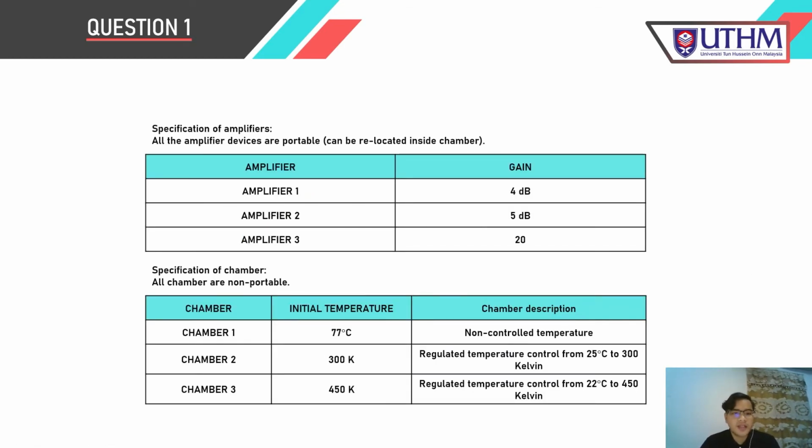This is the specification of the amplifiers and also the specification of the chamber. We can see here amplifier 1 is 4 dB, amplifier 2 is 5 dB, and amplifier 3 is 20 dB. For the chamber, we have the minimum temperatures, which are 25 degrees C and 22 degrees C, and the maximum temperatures are 300 and 450. Chamber 1 doesn't have a range, so it is 77 degrees C.